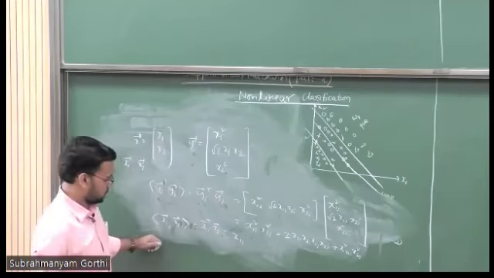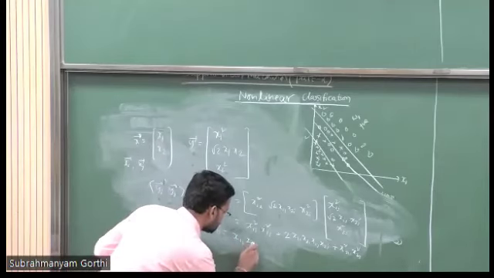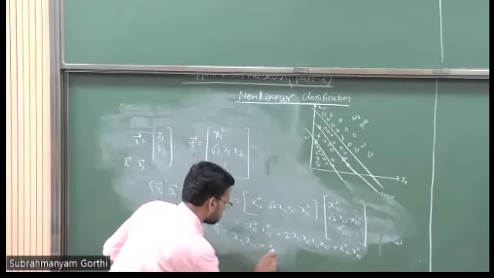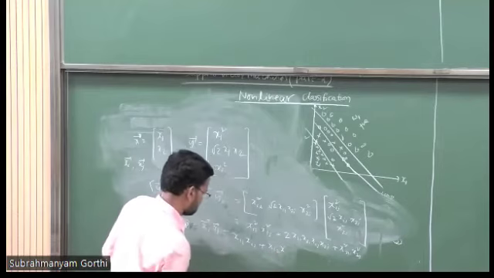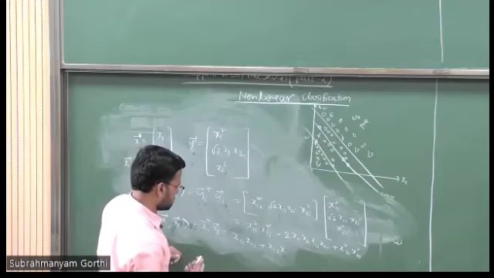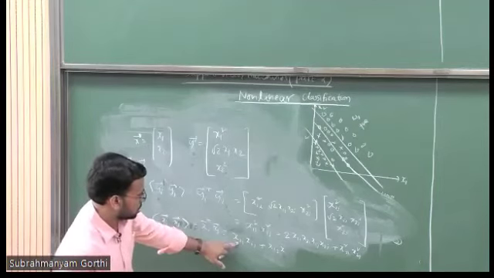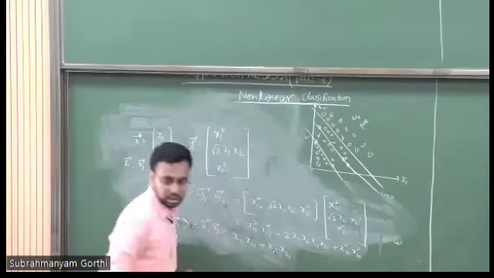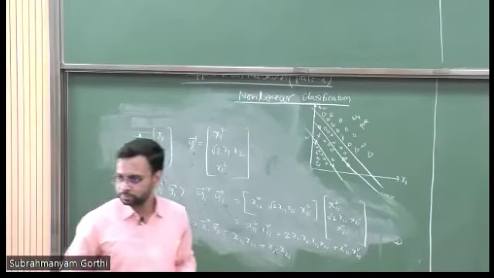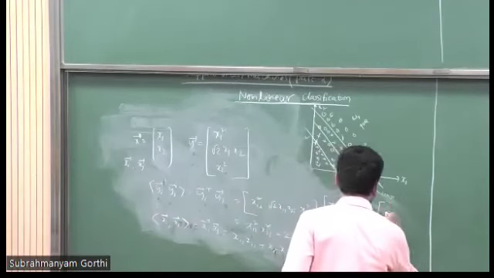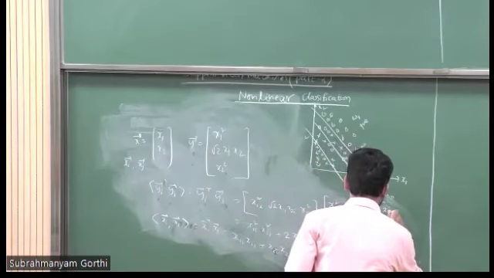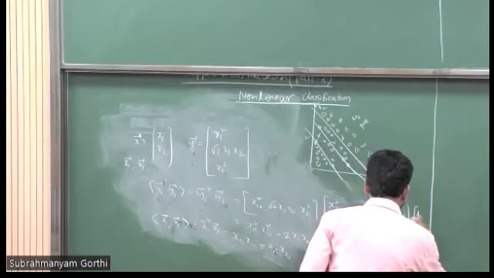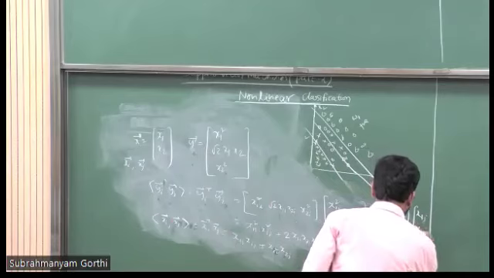xi1 times xj1 plus xi2 times xj2. I'm missing something. x2i times x2j here. Okay, x2i times x2j. It is just like writing on one side xi means x1i, x2i. Here this is x1j, x2j. That's all I'm doing there.